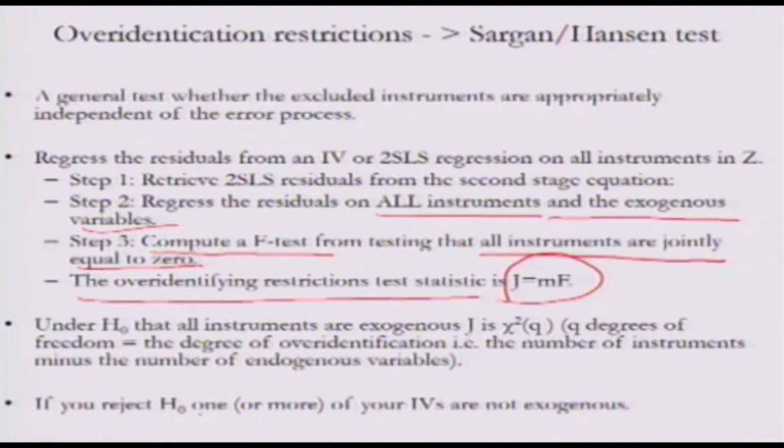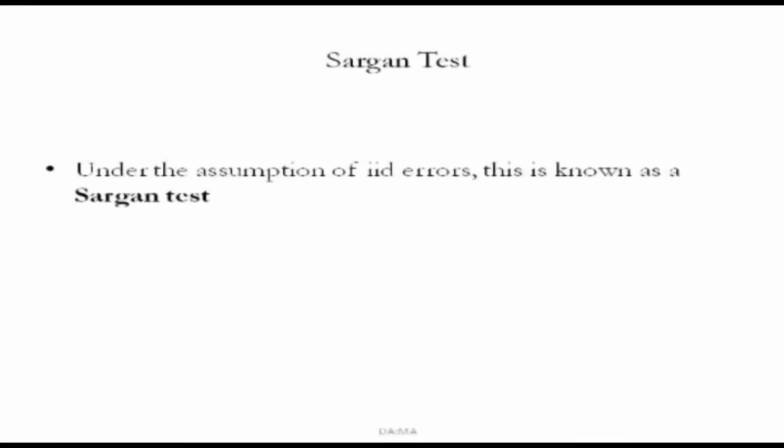If you reject H naught, the null hypothesis, then one or more of your IVs are not exogenous. But of course, you cannot pinpoint which IV is exogenous and which IV is not, because you always have to assume that one is exogenous, and conditional on that assumption, test whether the others are. This test, under the assumption of IID errors, is often called the Sargan test because it was invented by Sargan.